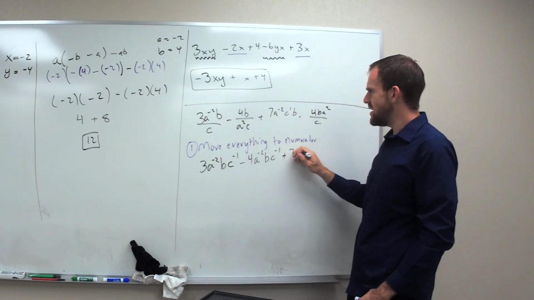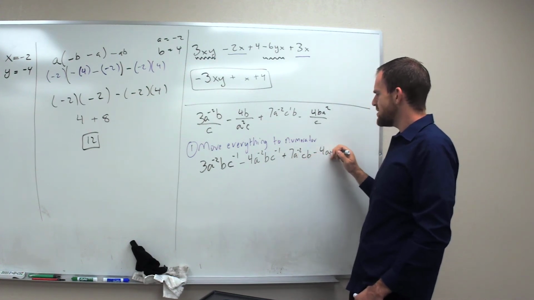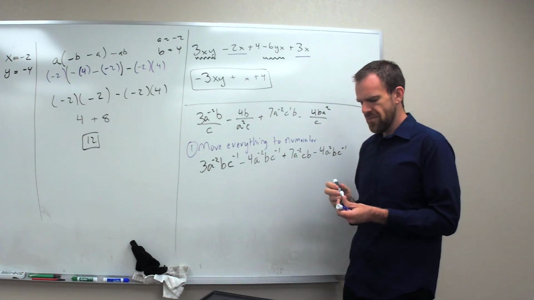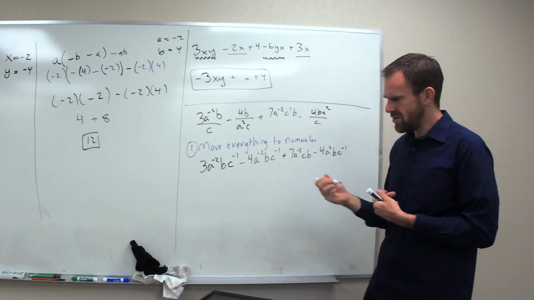Here we have plus 7, a to the negative 2, c, b, minus 4, a squared. I'm going to change the order a little bit just so that I have them all in the same order. After I moved everything to the numerator, I can find out what are like terms.